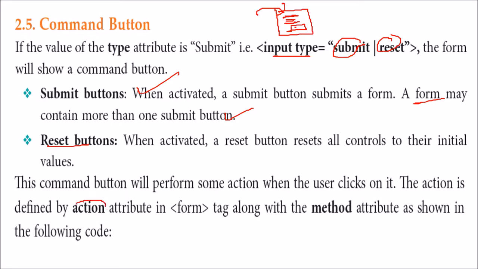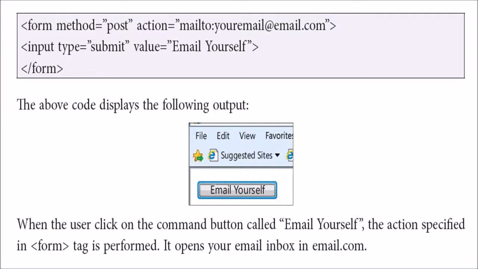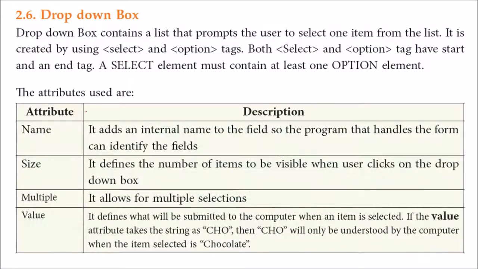And the action attribute, as we see in the example, see here that this is the form method. You are using post and you want to put some action, like you want to email something. This submit button, which has the value email yourself, is given here. So when you press it, then an email will be generated. It will open your email inbox in some email service.